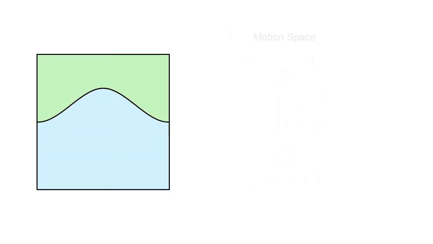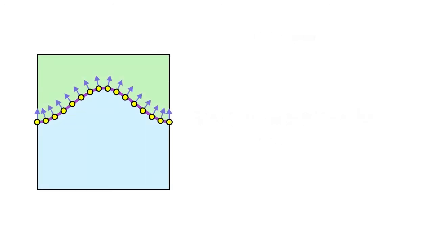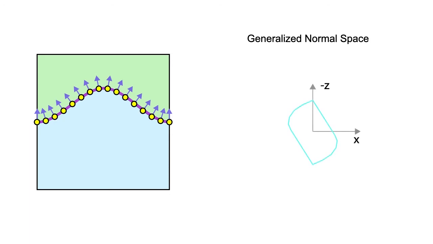The motion space is then all possible motions that satisfy the non-penetration constraints. Equivalently, motion space is the dual cone of the generalized normal space. For this 2D joint, its generalized normal space is a curve in 3D, which can be further simplified by its convex cone. The conic section is used to visualize the 3D cone.